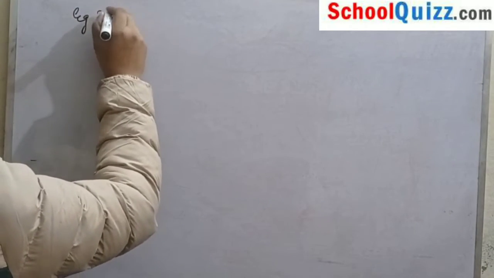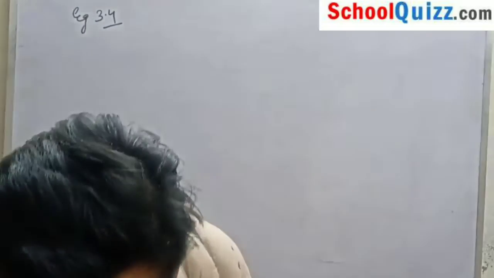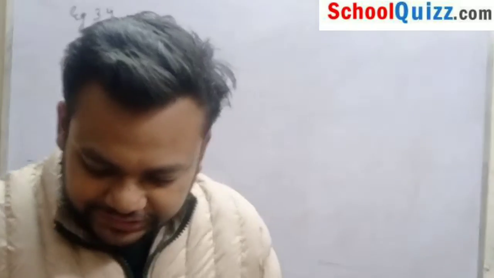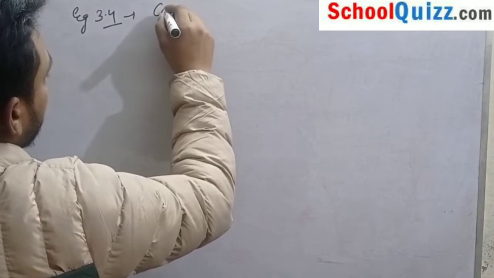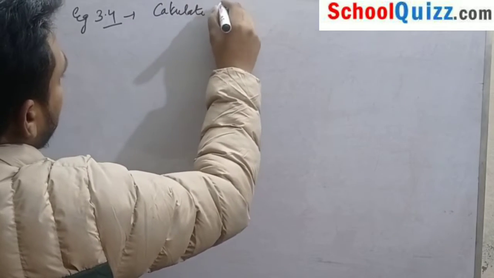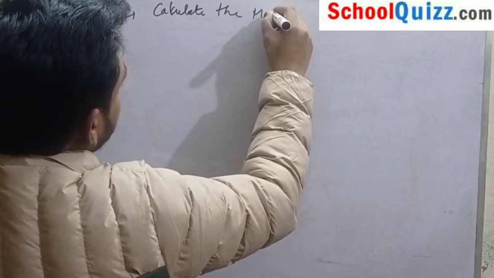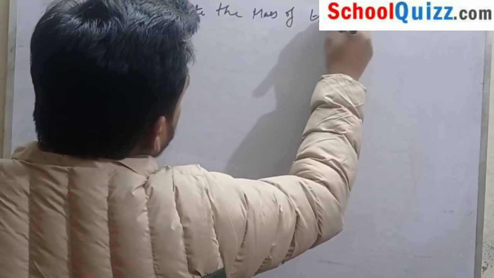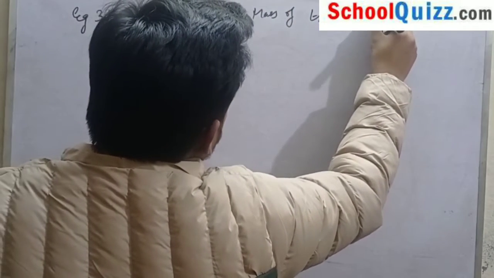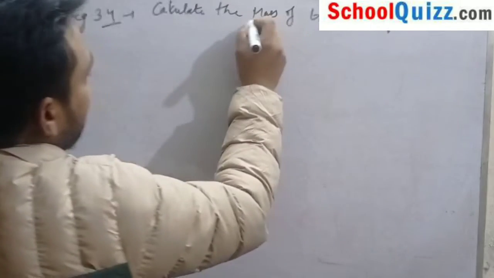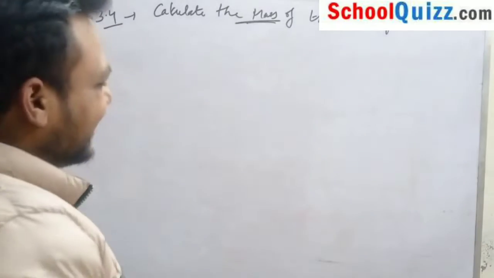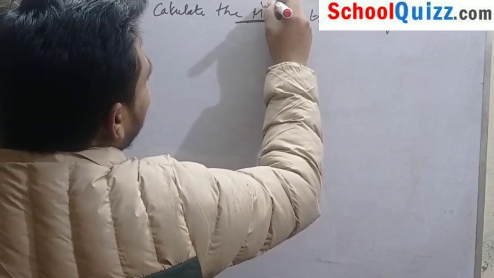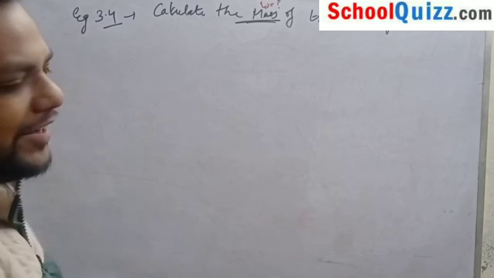Example 3.4. Okay. The next is, calculate the mass of the following. In which we have to calculate the mass. If we say mass, that we have to find W. Okay, we have to find W.